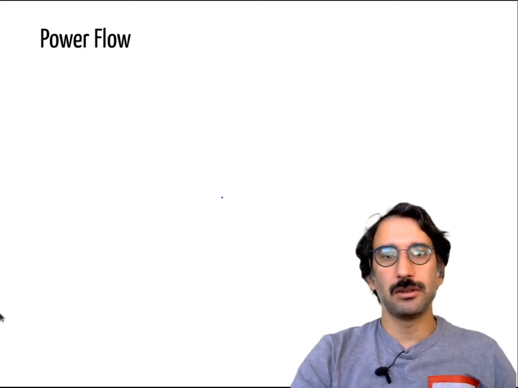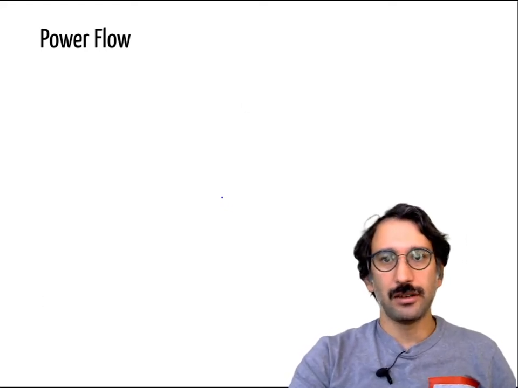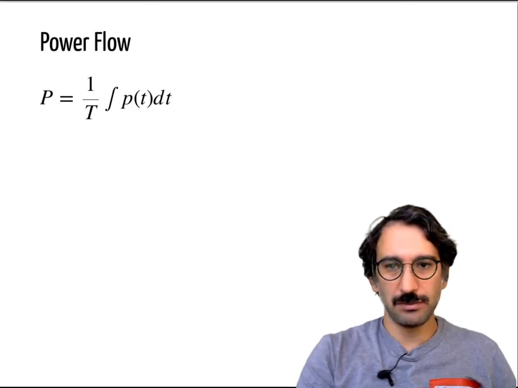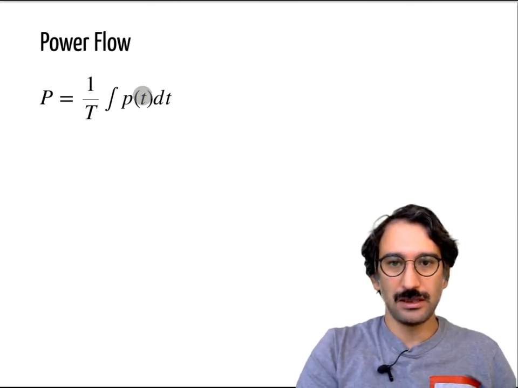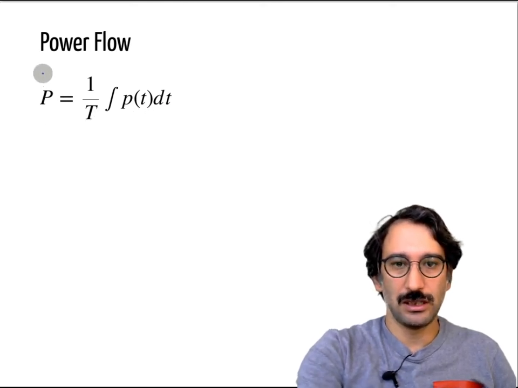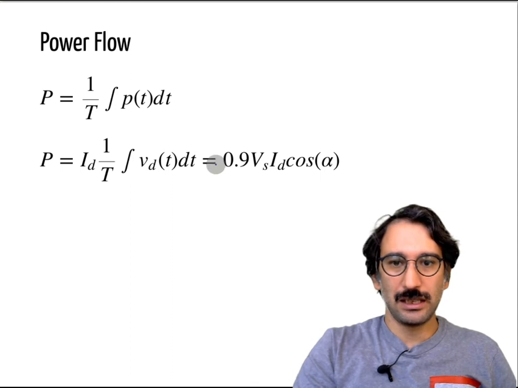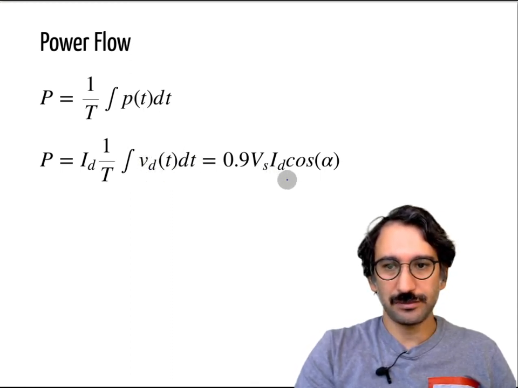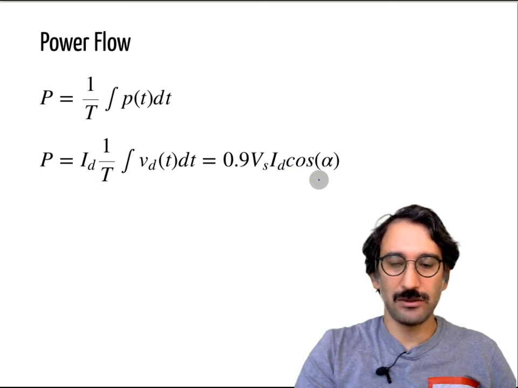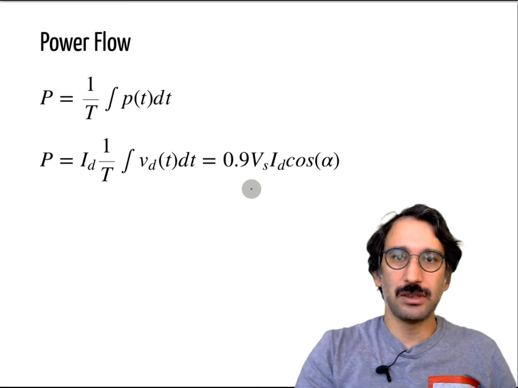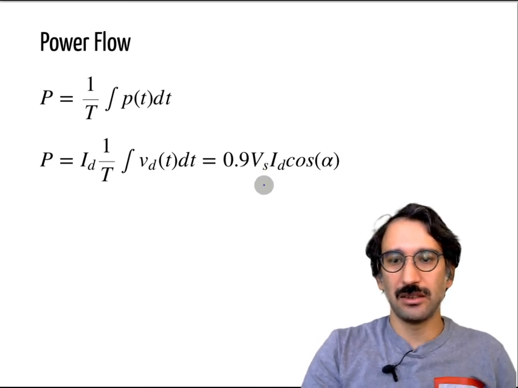So let's talk about the power flow in thyristor rectifiers. The instantaneous power is here, and if you take the average of that power, it just gives you the average power. I can rewrite that equation using the voltage equations that we just found, and that is the output power, and there's no power dissipation inside the converter.